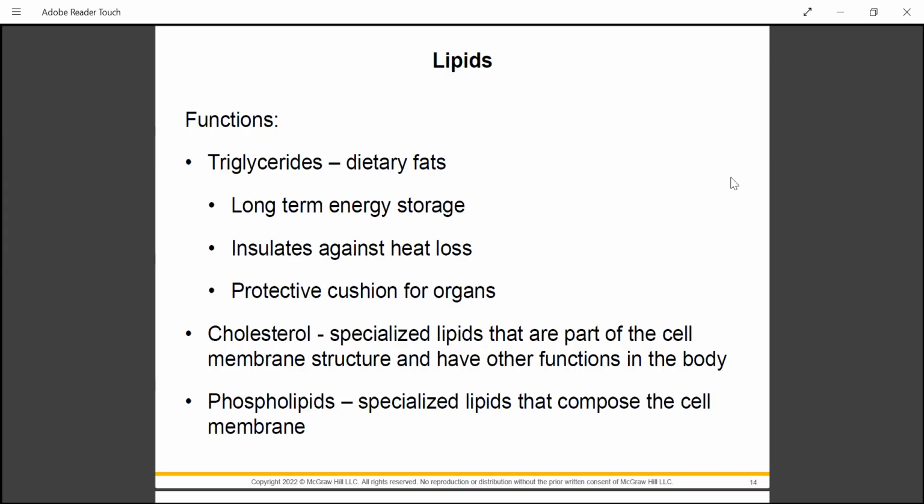Cholesterol is a very specialized lipid. They're part of our cell membrane structure, so they're important for structure, and they have many other functions in the body as well, but we're not going to get into details on that. Phospholipids are also specialized lipids, and their main job is to compose our cell membrane. So cholesterol provides us some cell membrane structure, and a majority of our cell membrane structure is provided by phospholipids.